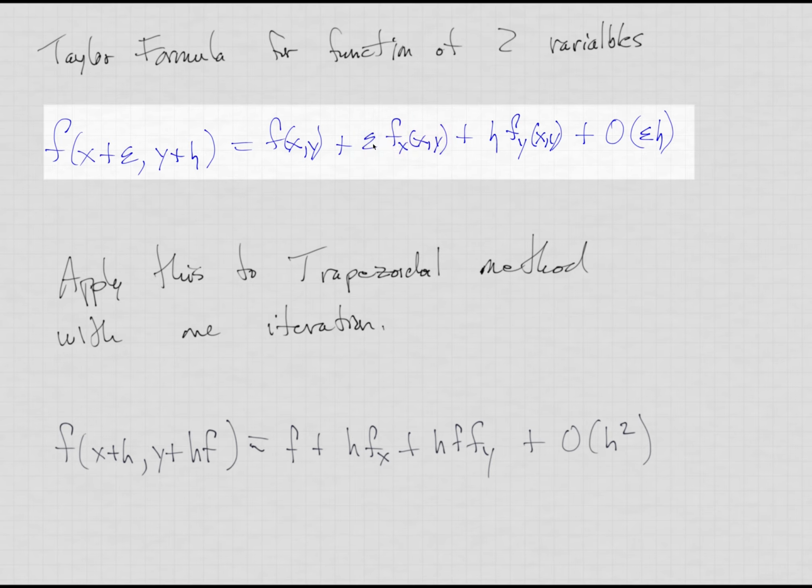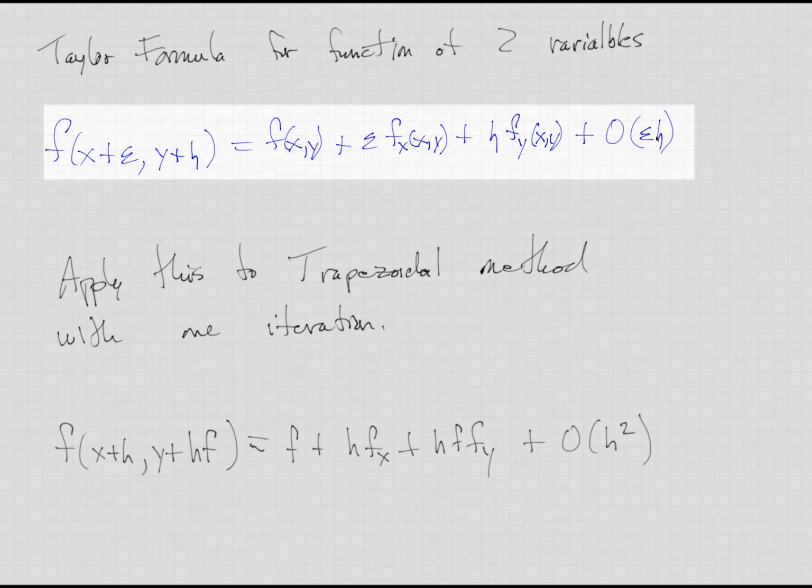The amount we moved in the x direction is epsilon, so we multiply by the partial derivative of f with respect to x. That will give us an estimate for how much f has changed due to the movement in the x direction, and then we do the same thing for the movement in the y direction, right? Movement in the y direction was eta, we multiply by f sub y. And then the error term left over is going to be of the order of epsilon times eta.